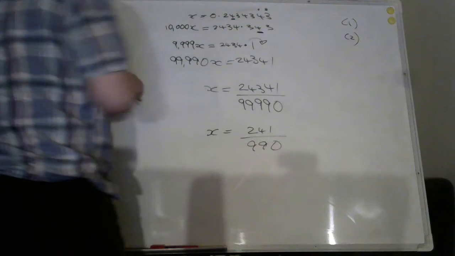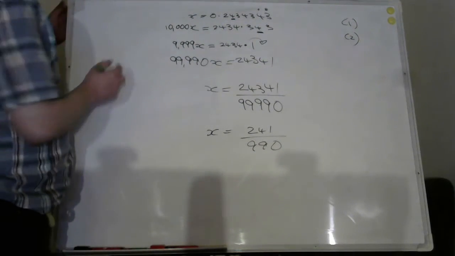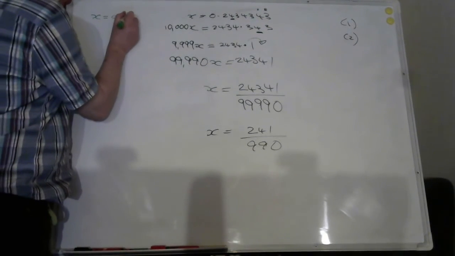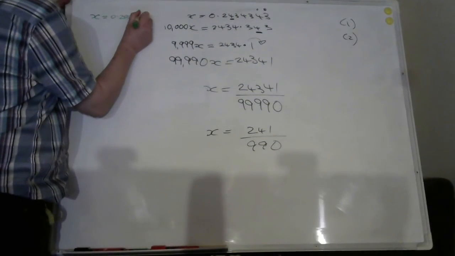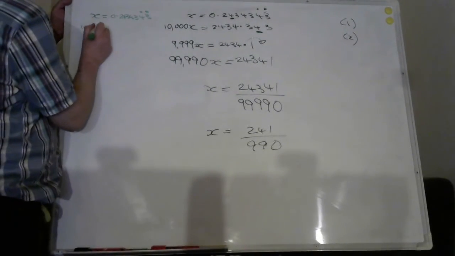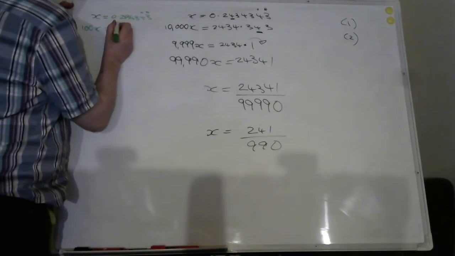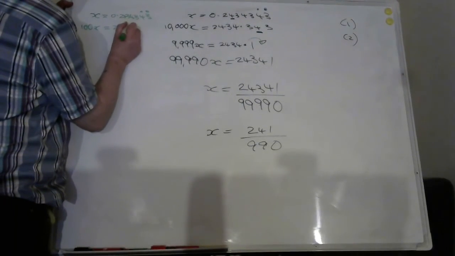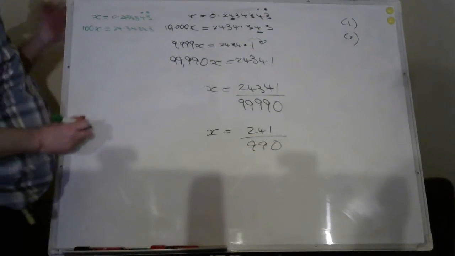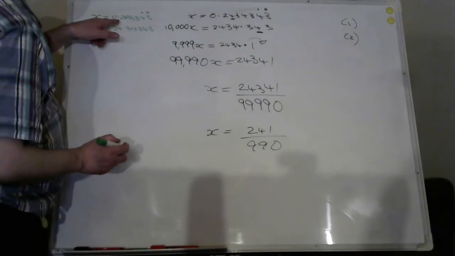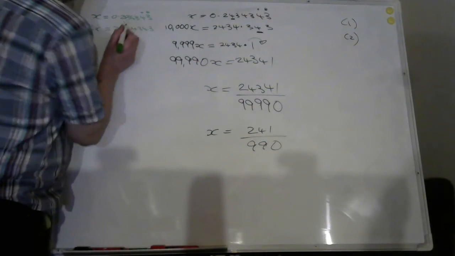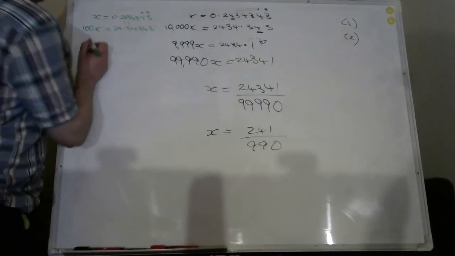That door's banged twice, hasn't it? So we've got x equals 0.2434343. So if we multiply it by 100x, then we've got 24.34343. Oh, now that's interesting. That 2 corresponds to 3. Yes, it should work. So we've got 9.